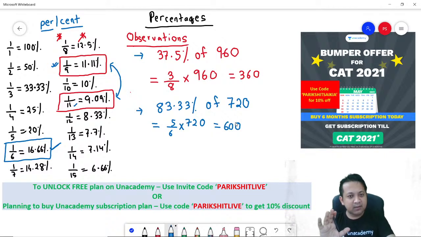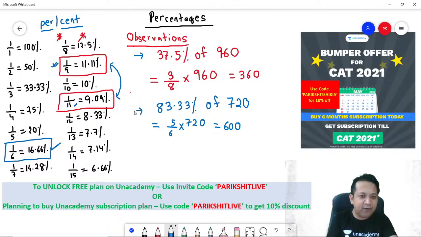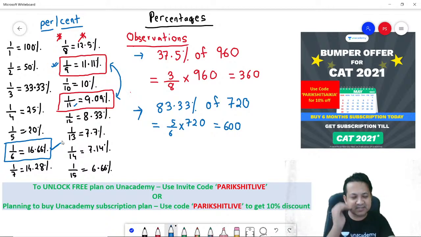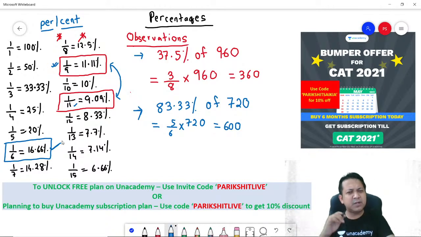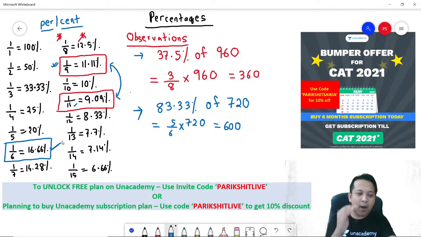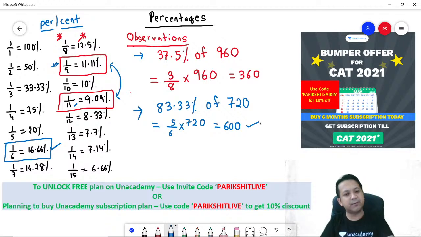Are you following? Again, I repeat, you needed to find out 83.33%. You first of all have to remember this table. If you remember these 15 numbers, you will immediately say 1 by 6 is 16.66. If 1 by 6 is 16.66, what is the remaining portion? 5 by 6. Remaining is 1 minus 1 by 6. The remaining 5 by 6 must be 83.33, and 5 by 6 into 720 is 600. Are you following?